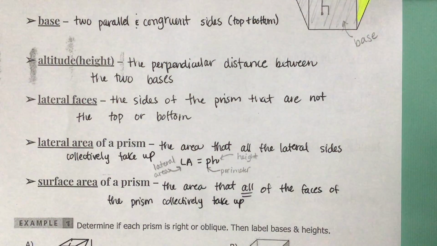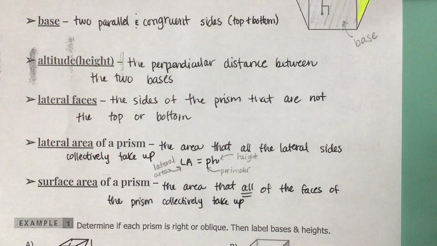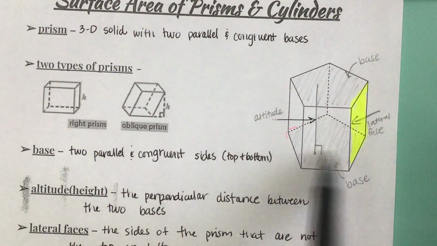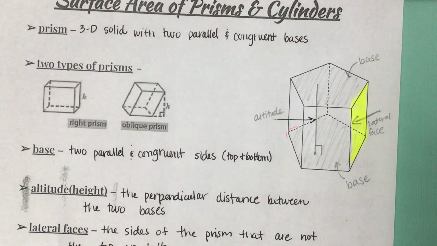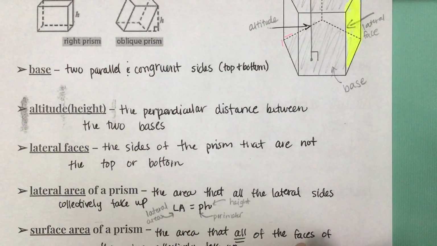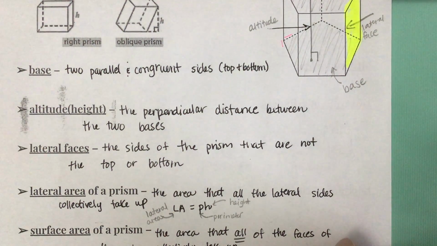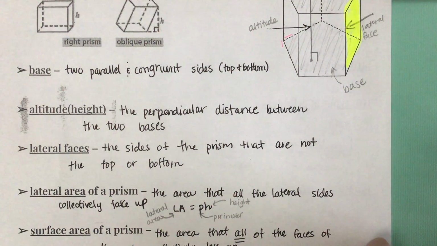So what we're going to have to do to find surface area is we need to know lateral area still, because that's part of the edges, right? We need to know all the area of all of these sides. But then we're also going to have to add the top and bottom bases. So surface area is going to say the lateral area plus the two bases.